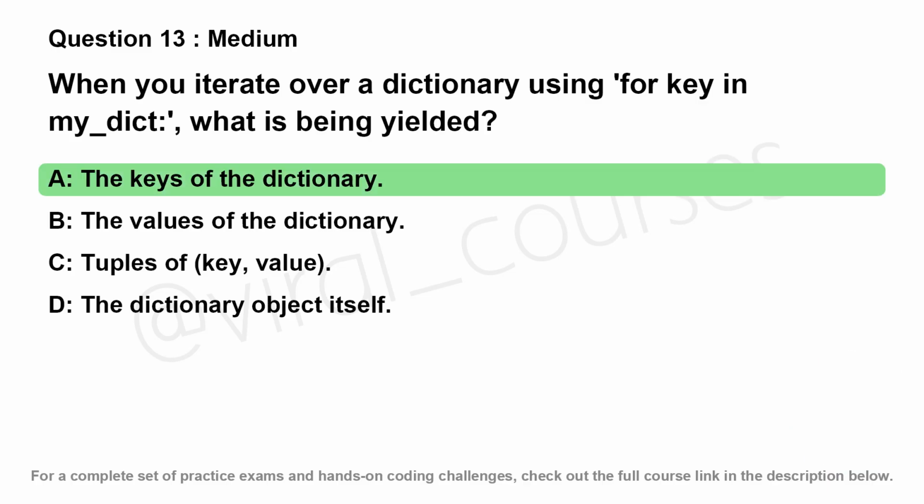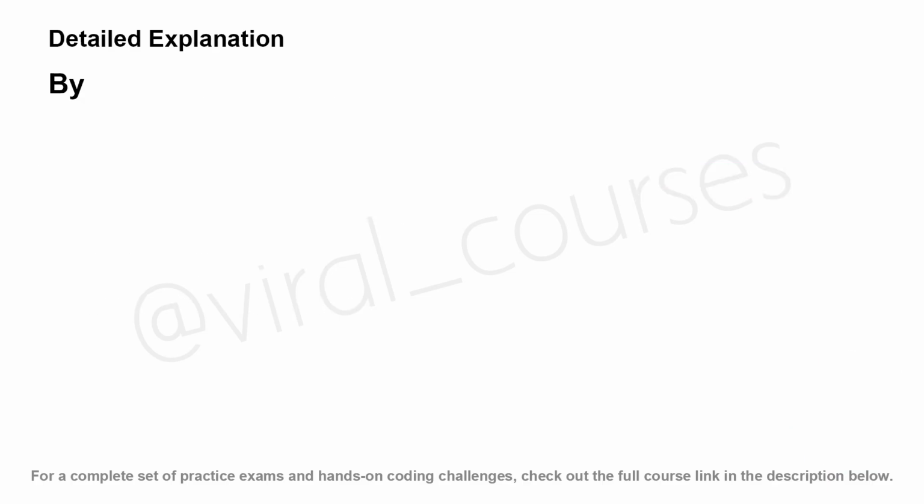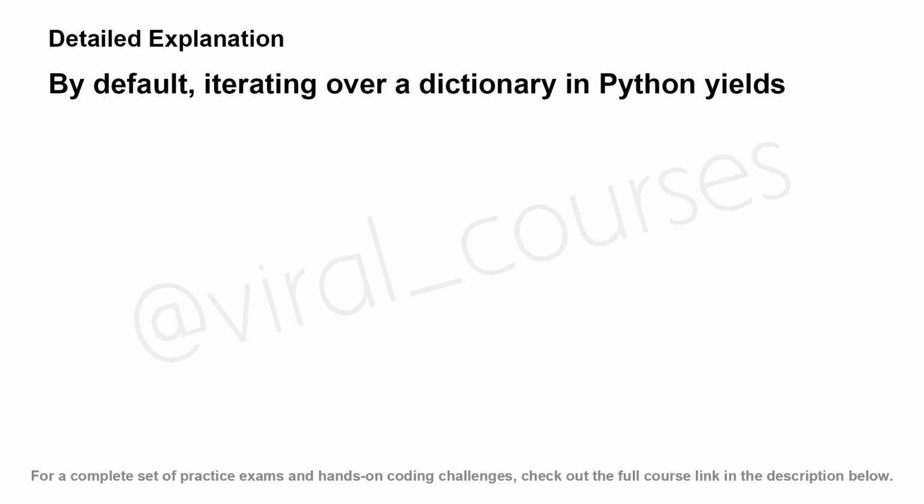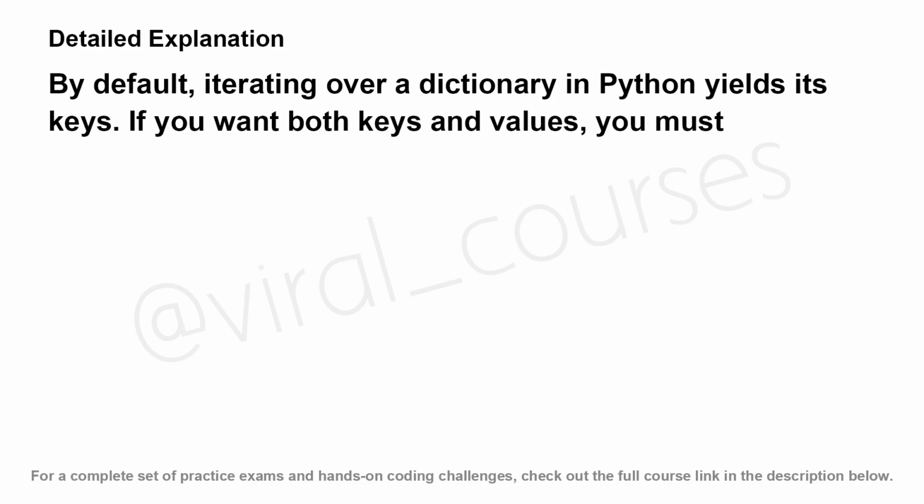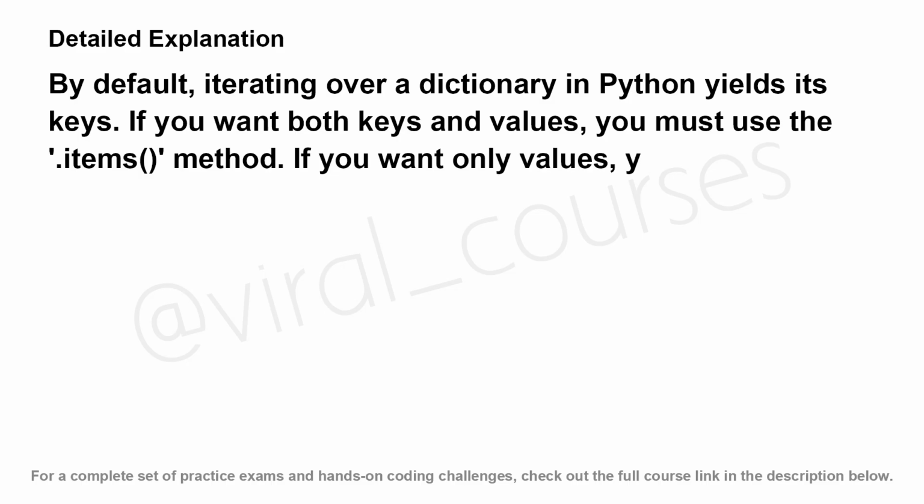The correct answer is A. By default, iterating over a dictionary in Python yields its keys. If you want both keys and values, you must use the items method. If you want only values, you use the values method.